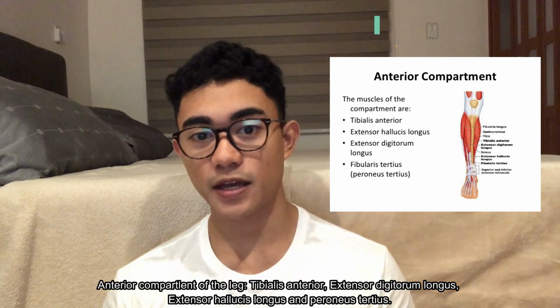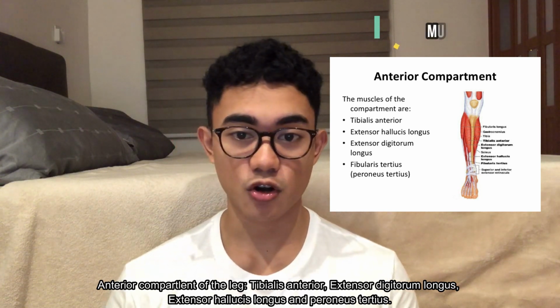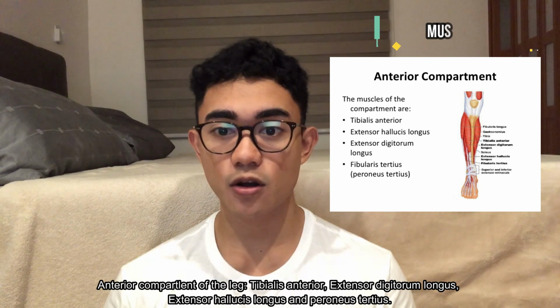So now let's move on to the muscles of the anterior compartment of the leg. Here we have the tibialis anterior, extensor digitorum longus, extensor hallucis longus, and peroneus tertius.